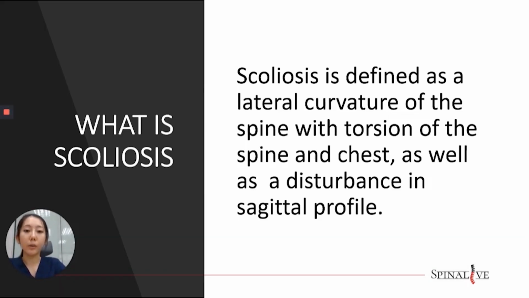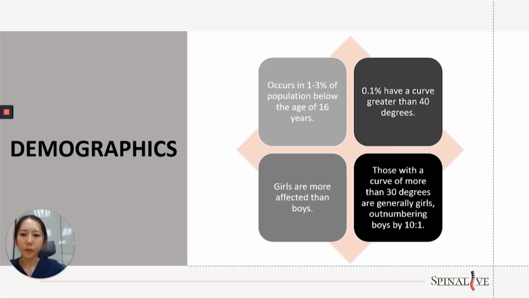Okay, so what is scoliosis? Scoliosis is defined as a three-dimensional curve with lateral curvature of the spine, with torsion of the spine and chest, and there will be some disturbance not only limited to the frontal view, there will also be some limitation to the side view.